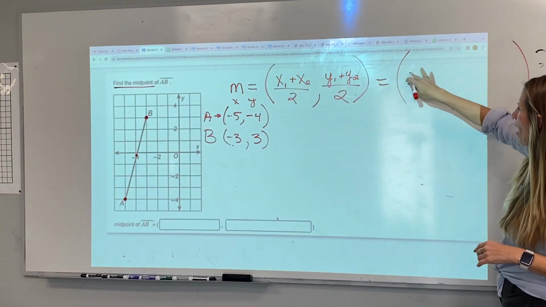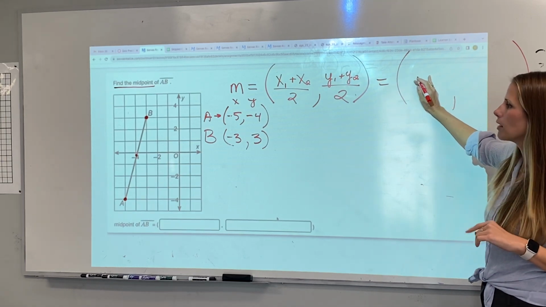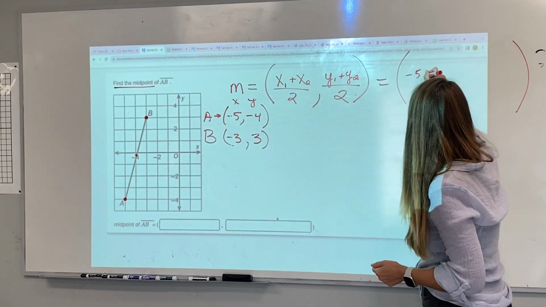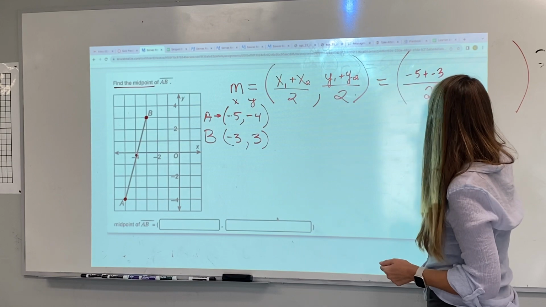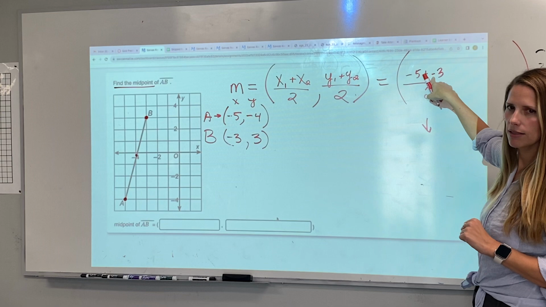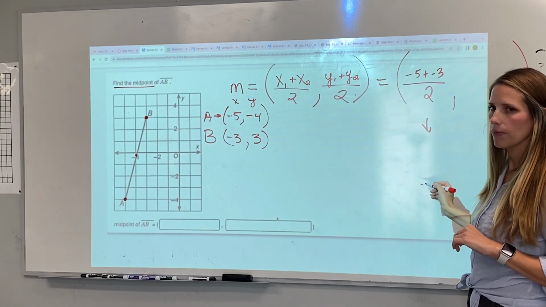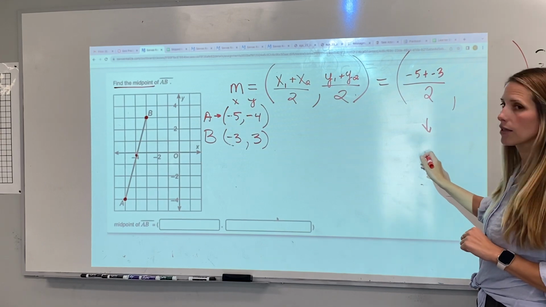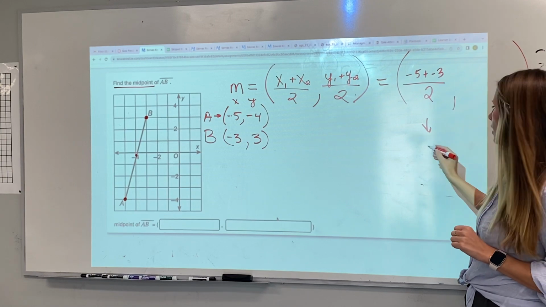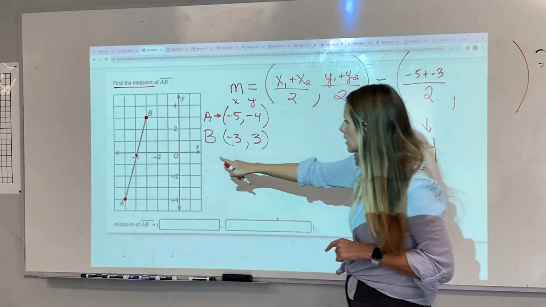How do I write that? I'm adding up my X values. What do I add? The -5, -3. Yes, very good. My X column is right here. So I have my -5 plus -3 divided by 2. And what's that? -5 plus -3 is -8. And then divide by 2 and you get... -8 divided by 2? -4. -4. There we go.